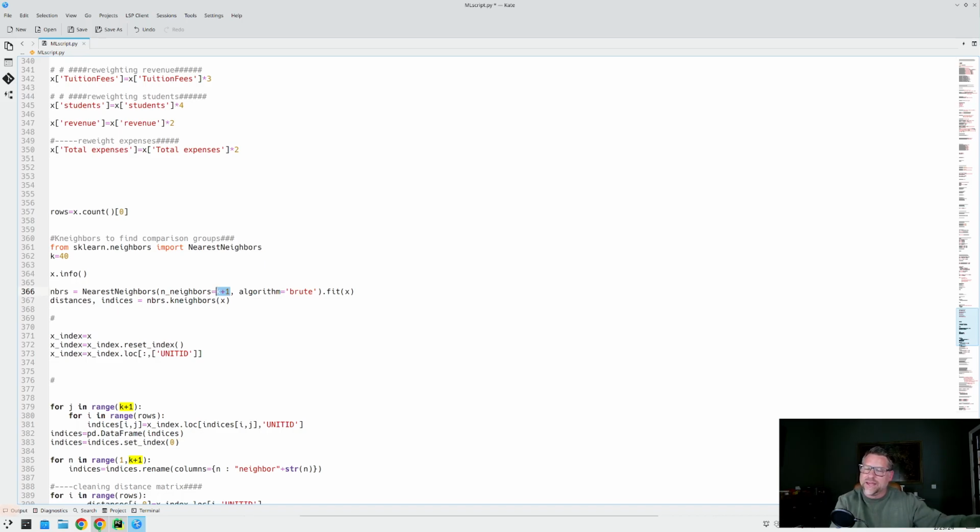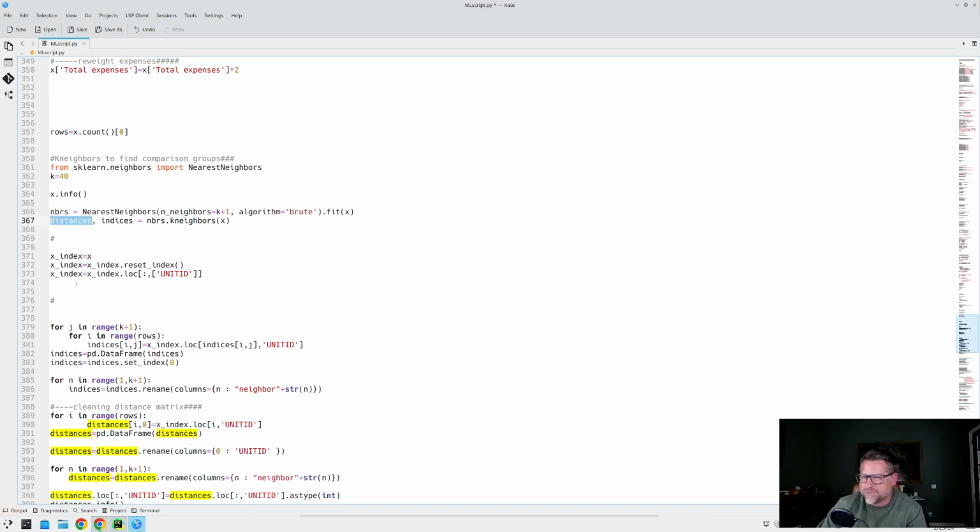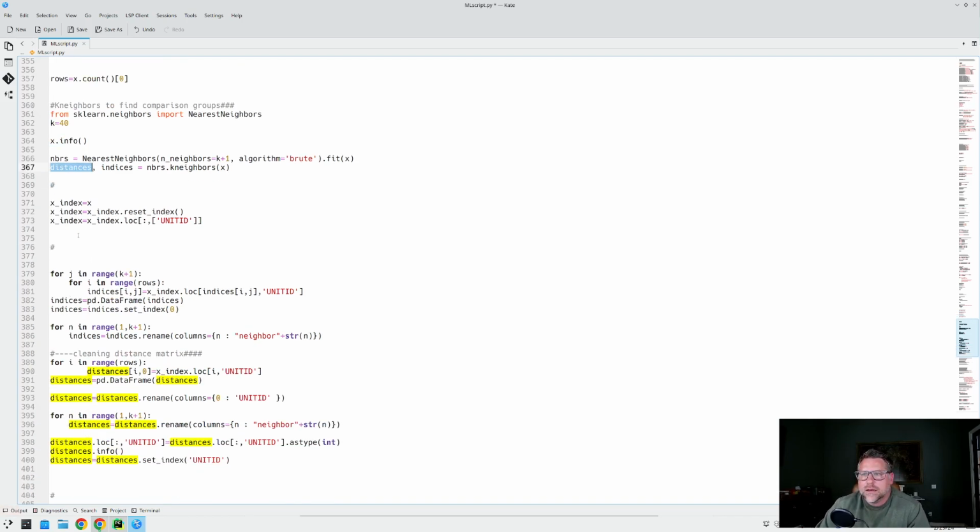So if you do k plus 1, you'll get the school plus the other 40 peers spit out. Anyway, long story short, that's what it's spitting out. I'm saving those distances, right? That distance is that Euclidean distance. I don't use that function that I showed you. I probably should actually. It's going to be more efficient, but this runs really fast anyway.